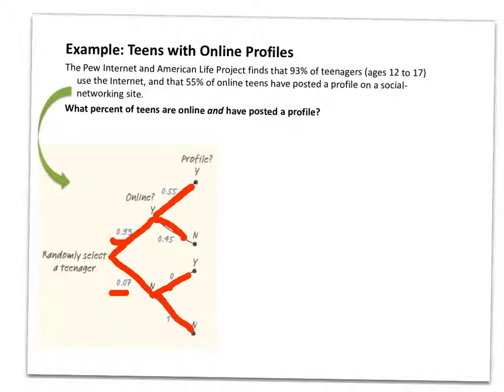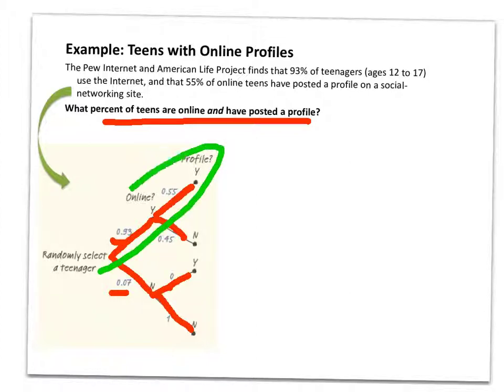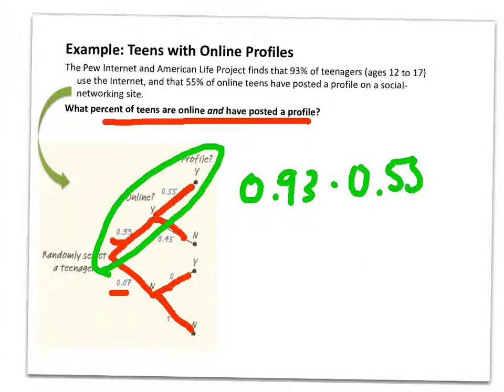So now the question is, what percentage of teens are online and have posted a profile? Well, if I look here, online and posting a profile would be this top branch right here. I can use the multiplication principle and take 0.93 multiplied by the branch 0.55, and that will give me my answer, which is 0.5115, so about 52%. This is how we can use a tree diagram to solve conditional problems like this.